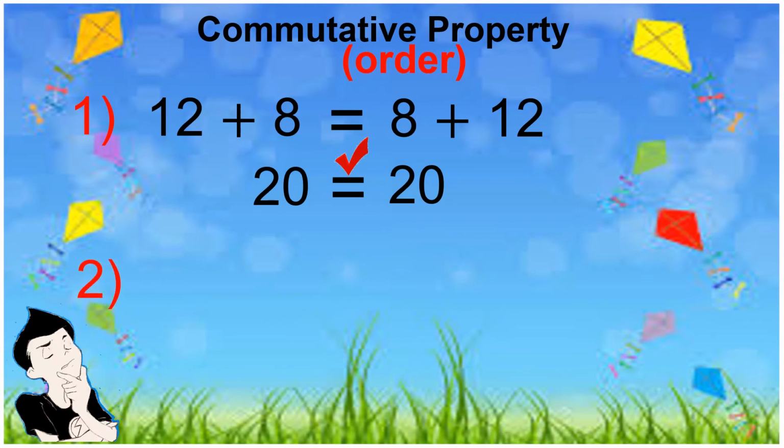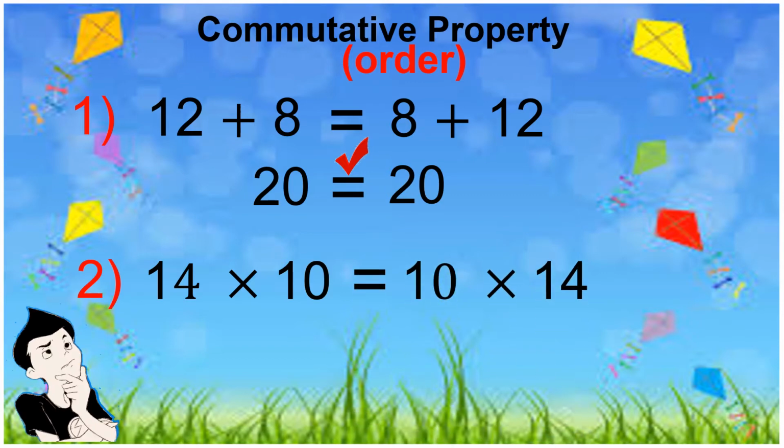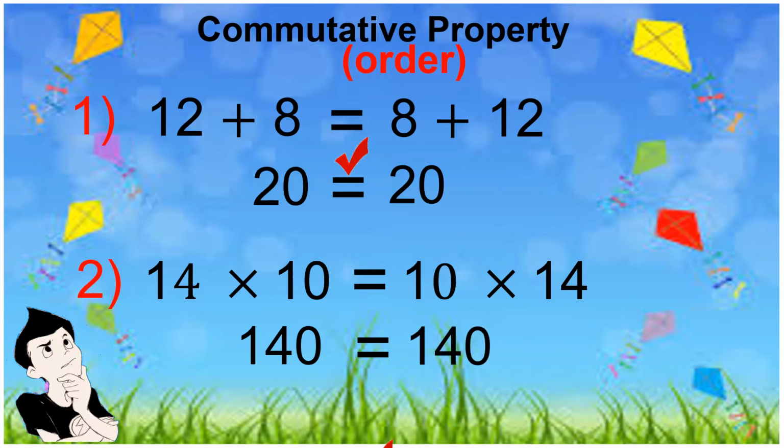For example number 2, supposing we have 14 times 10 is equal to? Correct. It is equal to 10 times 14. What is 14 times 10? Very good. It is equal to 140. And how about 10 times 14? Very good. It is equal to 140. So whatever the order of the addends, it does not affect the sum. That is commutative property.